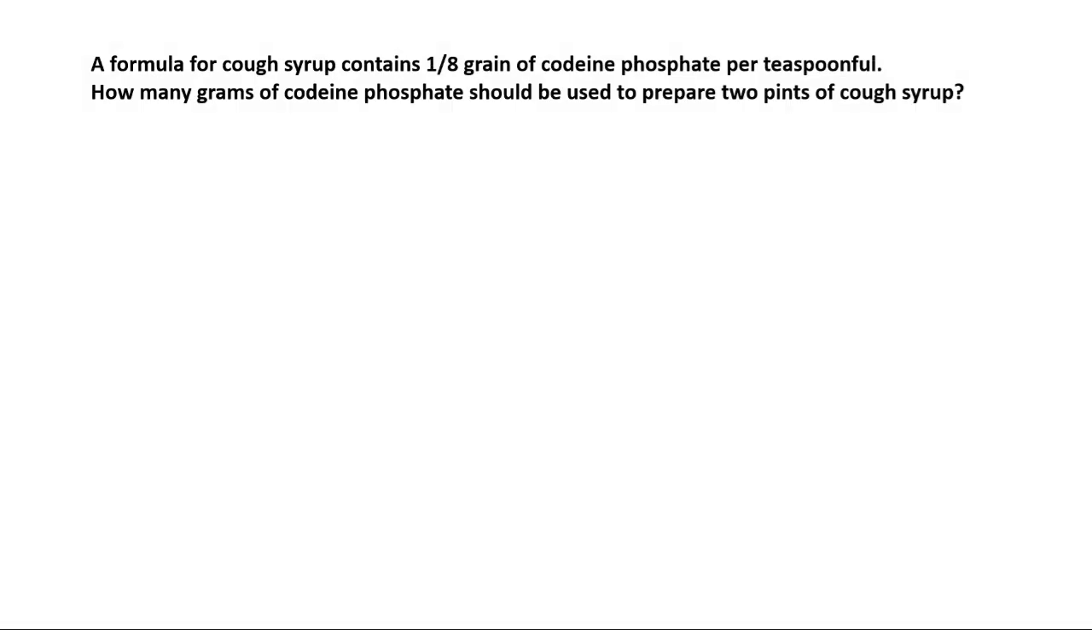A formula for cough syrup contains 1/8 grain of codeine phosphate per teaspoonful. How many grams of codeine phosphate should be used to prepare 2 pints of cough syrup? Please take note of the following converting factors.